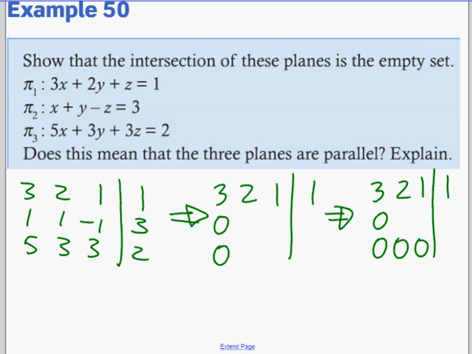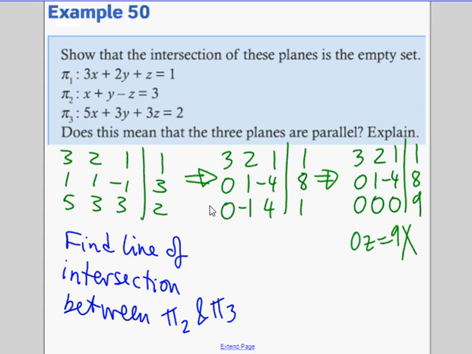Then example 50. Show that the intersection of these planes is the empty set. Does this mean that the three planes are parallel? Explain. Okay. Well, I'll give you a moment to fill in the matrix, so just pause the video. Okay, there's what you should have. So the final row, 0, 0, 0, 9, is telling you 0 times z is 9. That's impossible. So there is no intersection point of any description of these three planes.